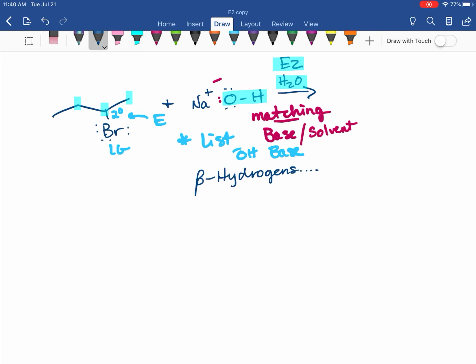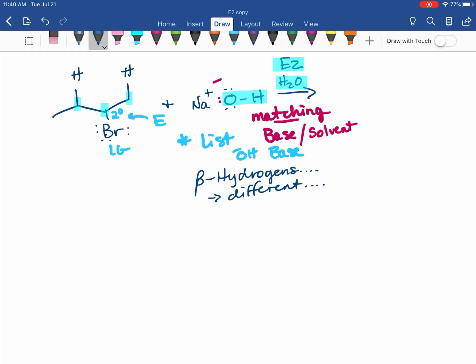Look at our beta hydrogens. Right here is our alpha, so that means beta is next door. Let's go ahead and draw a hydrogen here and a hydrogen here. Shut the front door. We now do not have symmetry. These beta hydrogens are different. What? The plot thickens. I love it.